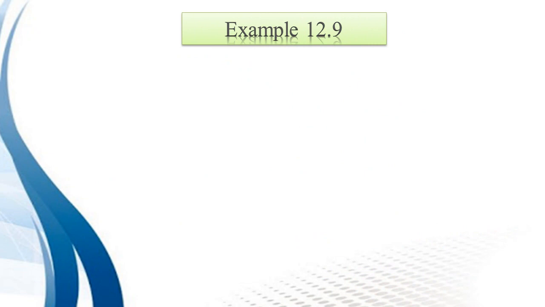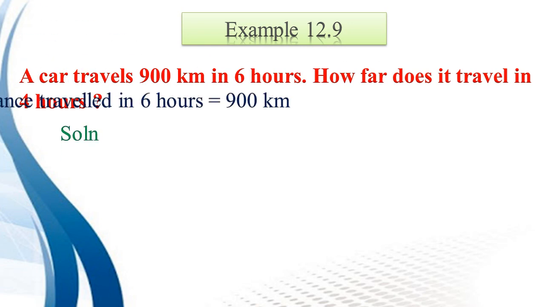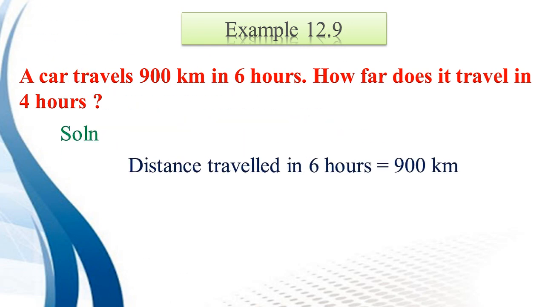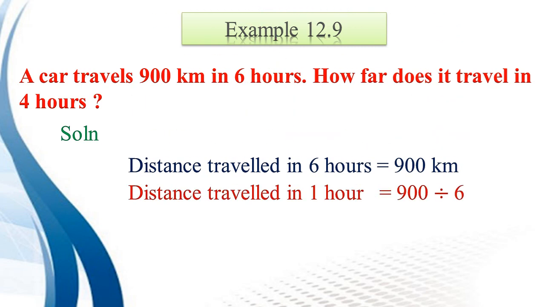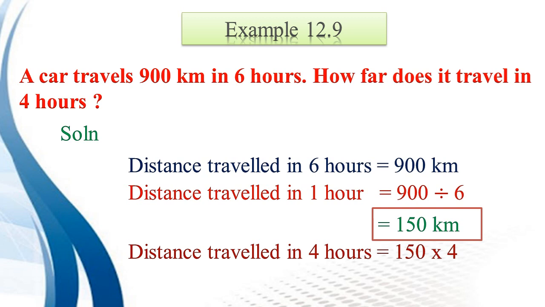Example 12.9. A car travels 90 km in 6 hours. How far does it travel in 4 hours? So first write: distance traveled in 6 hours equals 900 km. Now we want to find the distance traveled in 1 hour. That means 900 divided by 6, we get 150 km. Now the distance traveled in 4 hours is 150 multiplied by 4, we get 600 km.